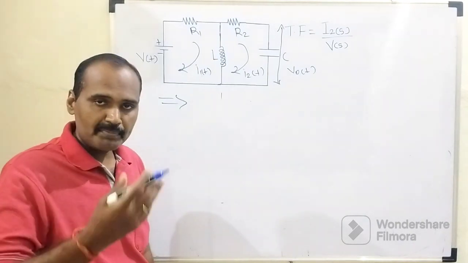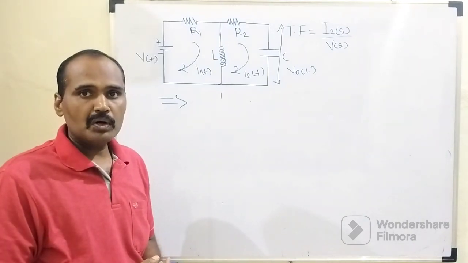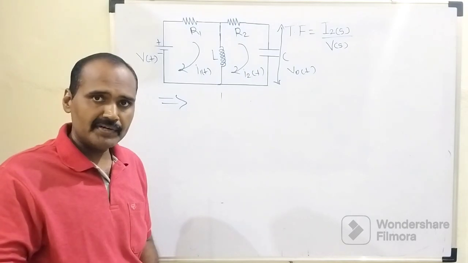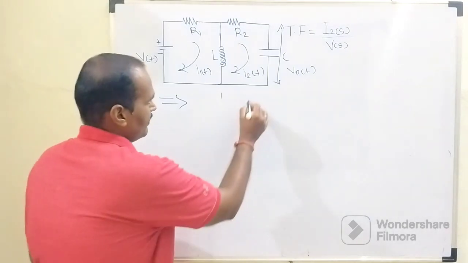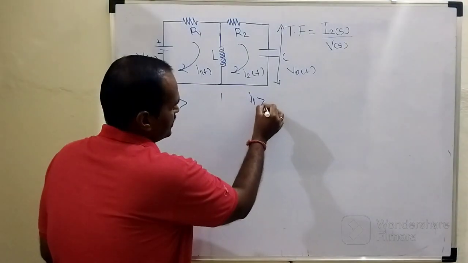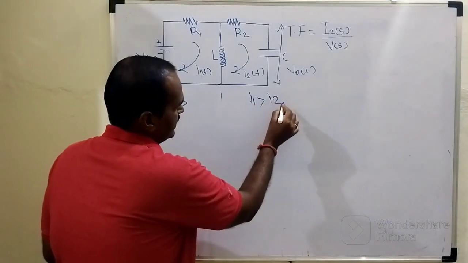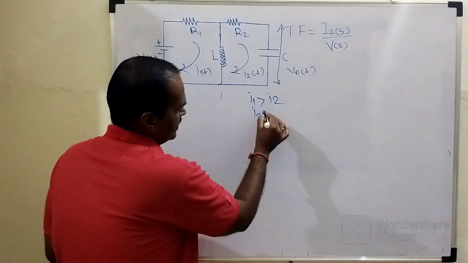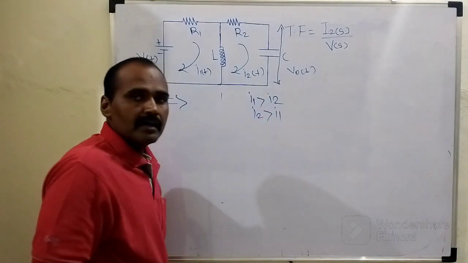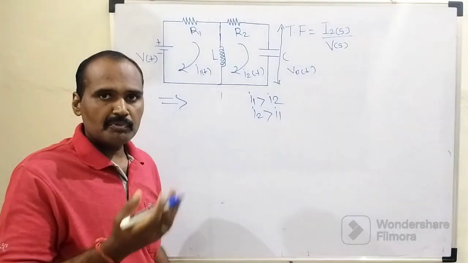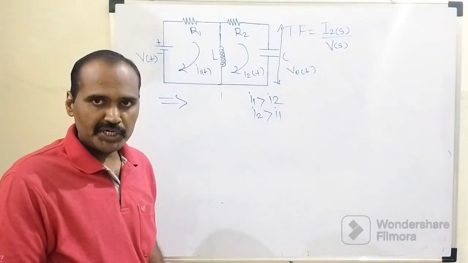But when we apply Kirchhoff voltage law to the first loop, definitely the significance of I1 is greater than I2. When we apply Kirchhoff voltage law to the first loop, I1 is greater than I2, and when we apply it in the second loop, I2 is greater than I1. Such a type of hypothetical assumption we need to make.